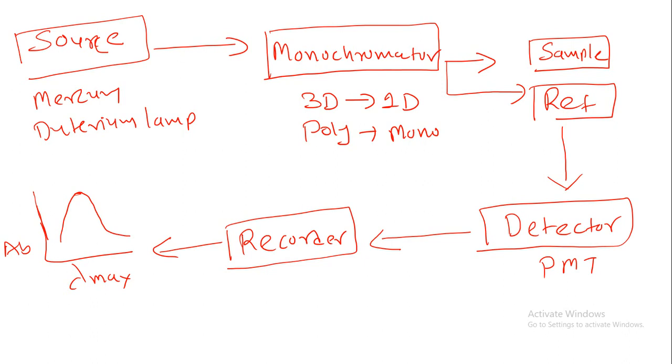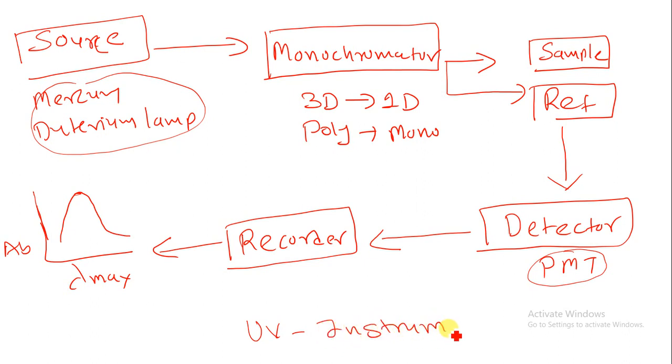Two important things to remember in the UV spectrometer: the mercury or deuterium lamp acts as the source, and the photomultiplier tube acts as the detector. That way you can memorize the UV spectrometer. In the examination they will ask for the UV instrumentation, so you have to draw or explain the whole block diagram. That is the UV-visible instrumentation part.